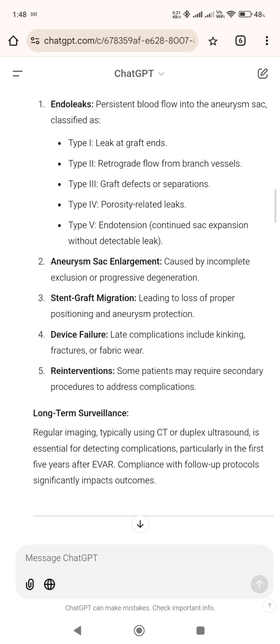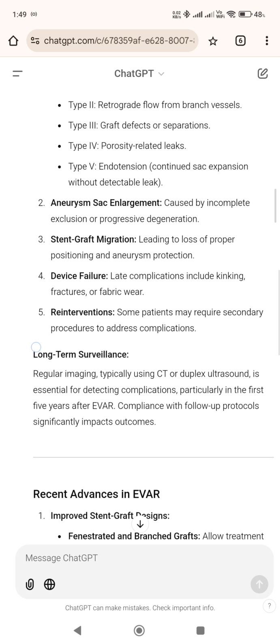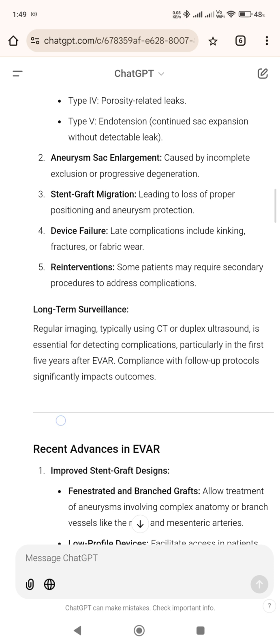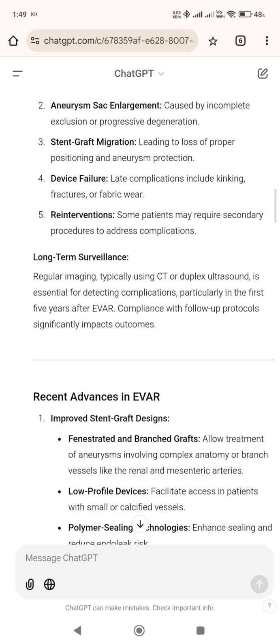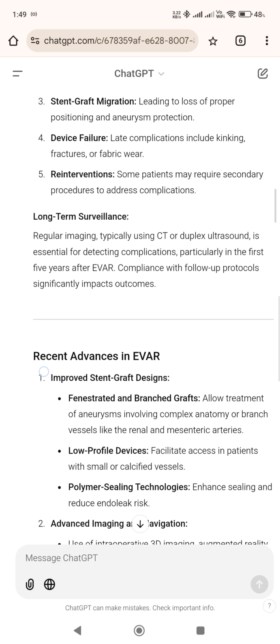2. Aneurysm sac enlargement, caused by incomplete exclusion or progressive degeneration. 3. Stent graft migration, leading to loss of proper positioning and aneurysm protection. 4. Device failure. Late complications include kinking, fractures, or fabric wear. 5. Reinterventions. Some patients may require secondary procedures to address complications.